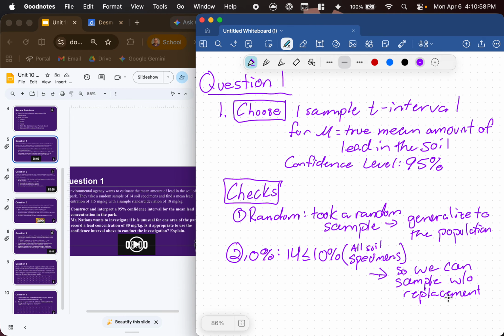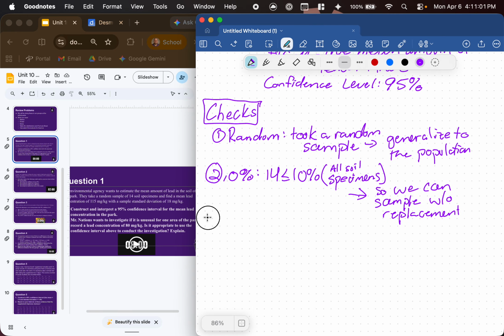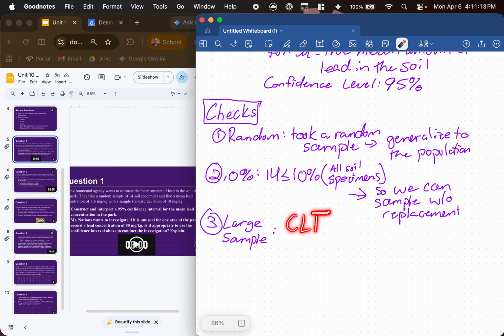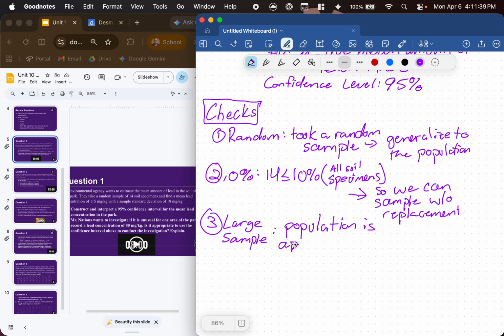All right, let's go to our third check we have to do. And this is our large sample. Now, unfortunately here, if you're thinking about the central limit theorem, we don't actually pass this because 14 is not greater than 30. Now, the problem should state, and we're going to say that it does state here. I'm making this video before you guys do this. The question will state it when you guys actually work on it. But we're going to state that the population is approximately normal.